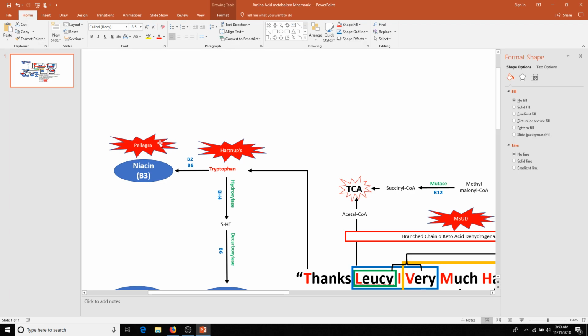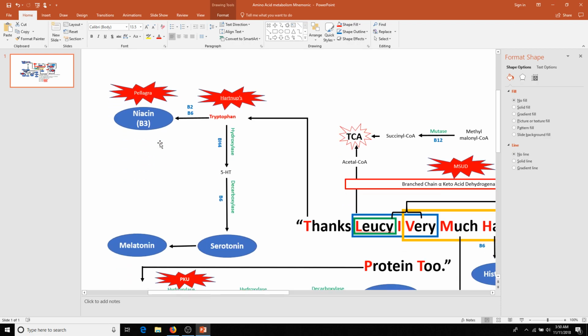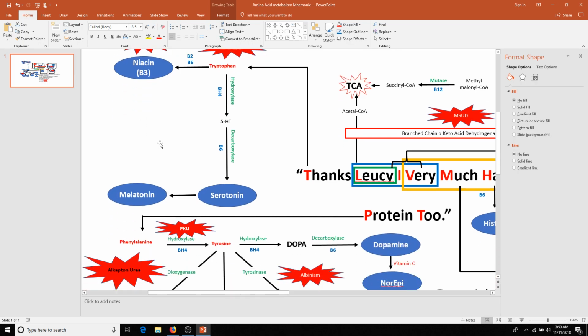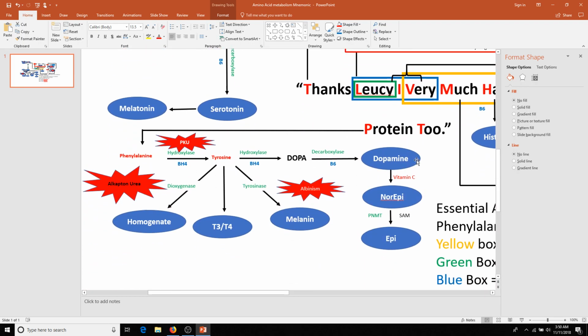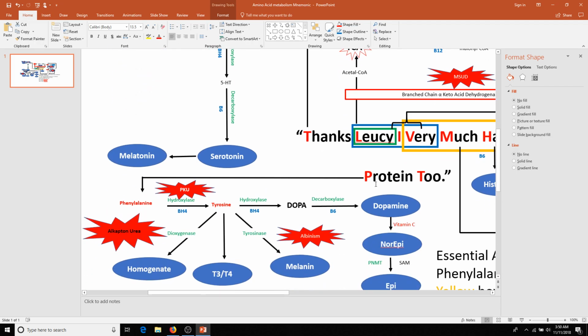So dementia, diarrhea, death, and dermatitis. And the dermatitis that presents usually is around the neck. It's called like a collar, and it looks like a sunburn and also feels like a sunburn. So that's pellagra. Dermatitis, dementia, diarrhea, and then finally death is the fourth thing. So that's it for tryptophan.